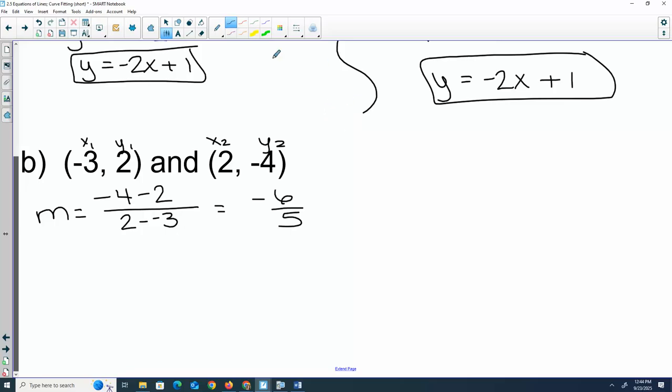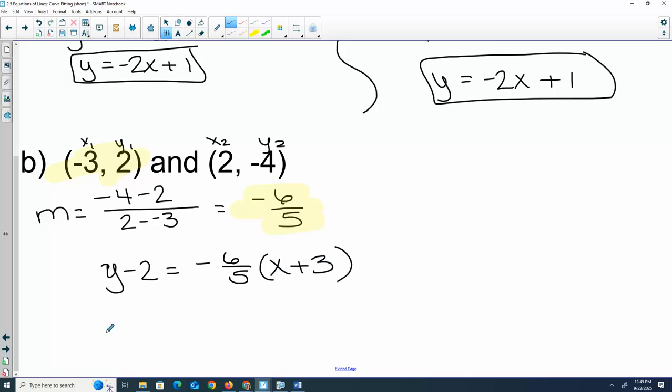Now I have to use this and one of my points to get my equation. Does it matter which point I pick? No. Equation of a line is the same no matter what. So if I just went with the first one, pick your favorite method. If you do point slope, you would have y minus 2 equals negative 6/5 x minus negative 3 or x plus 3.